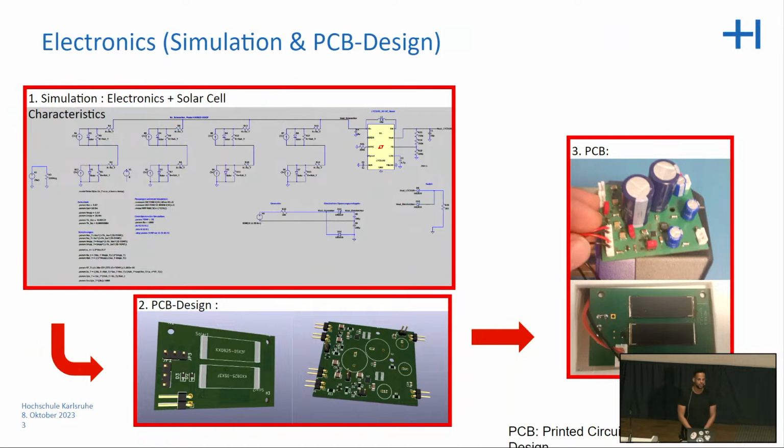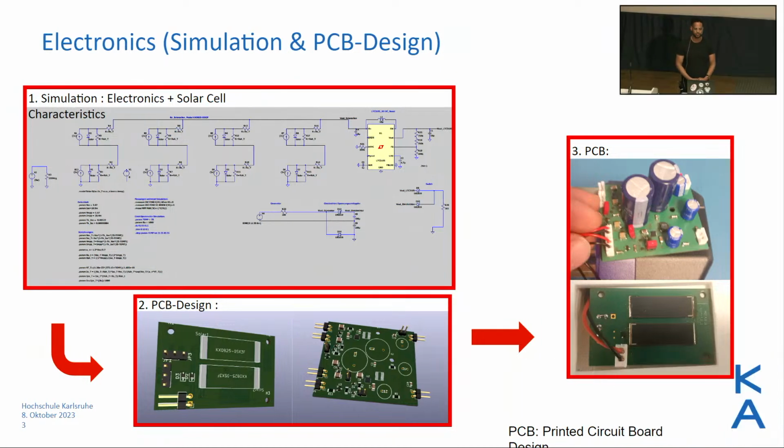The first part of my project was the design of the electronics. I needed to manage two energy sources. One is the wind speed, and the second is solar energy. That's why I designed an electronic circuit. Here you can see the simulation on the left upper side of the electronic circuit. Then I did a PCB design of the circuit, and then I assembled it.